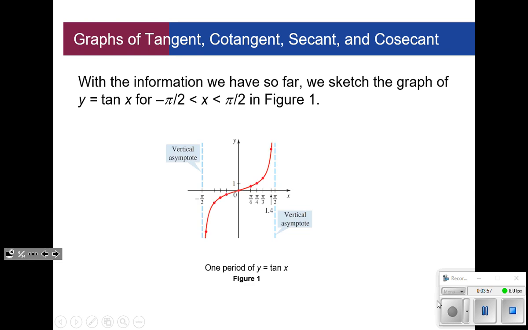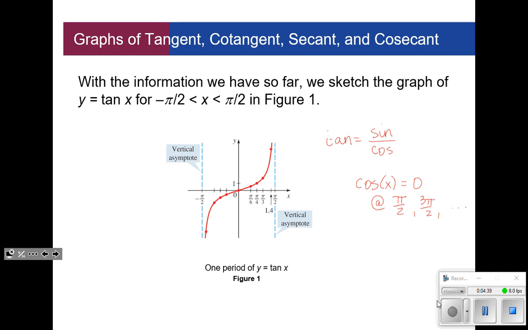Now, let's talk about why we have asymptotes. Again, if tangent is sine over cosine, what can we never divide by? Cosine. Well, when is cosine 0? If you remember on your unit circle, cosine is your x-axis. So cosine is 0 at pi over 2, 3 pi over 2, etc. Cosine of x is 0 at pi over 2, 3 pi over 2, etc.